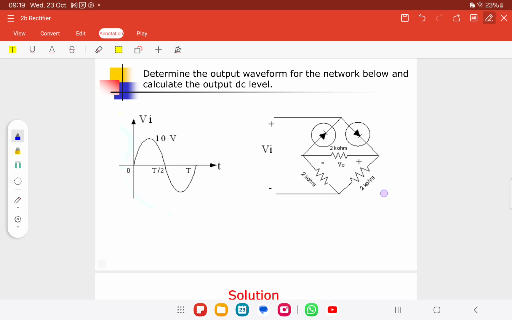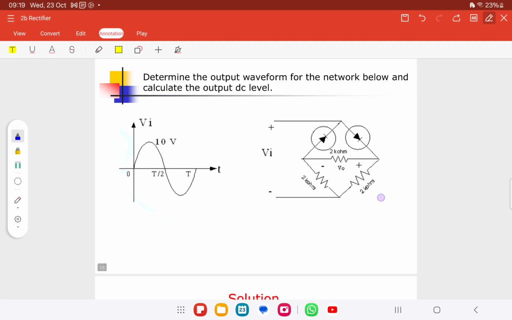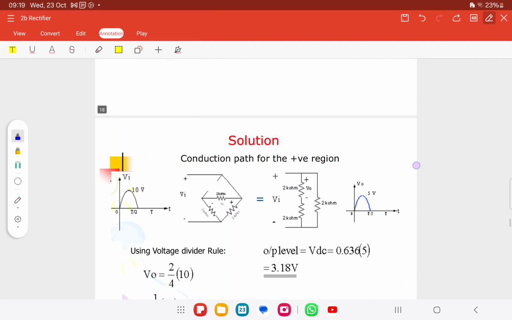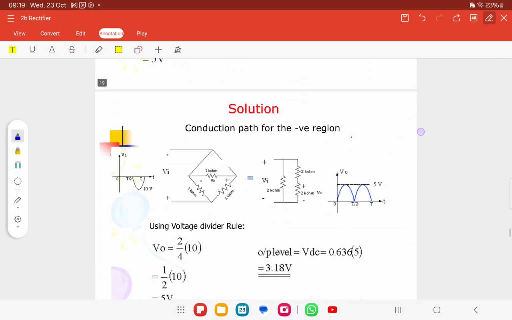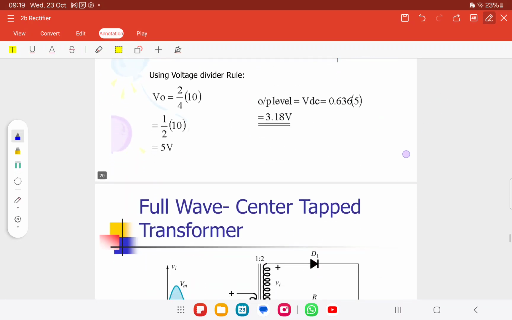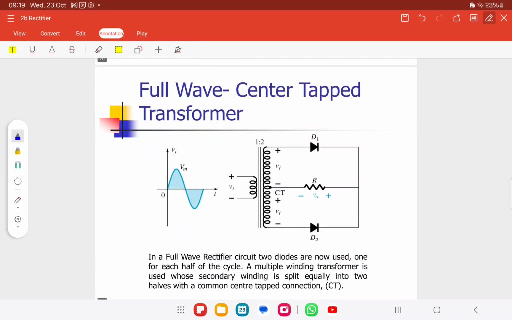Okay. This one is one sample of calculations. I'm just going to skip this one. Okay. I want to go for this full wave center tap transformer. The first circuit tadi bridge kan? Yang second one is center tap transformer.